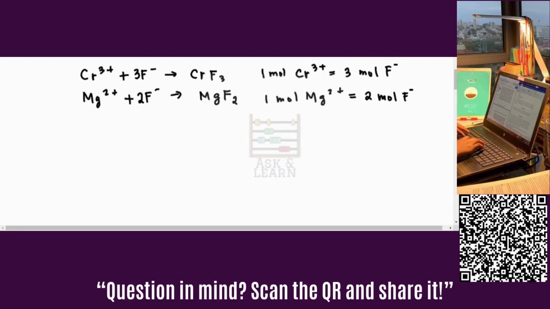Now, we wish to find the mass of chromium and magnesium ion that will react with a certain amount of fluoride ion that's added through NaF solution to produce a precipitate whose mass is given to be 49.6. So we say X is the mass of chromium ion, while Y is the mass of Mg.